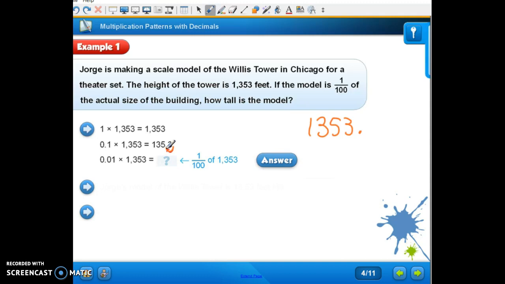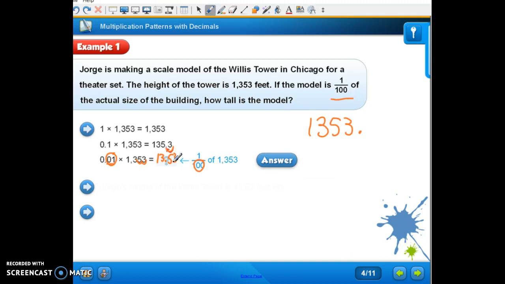But that's 1/10. What is this one? 1/100th, which is the scale he was using. So how many places are we going to move that decimal? 2. And it's kind of that same thing. You see 2 decimal places here, or you see 2 zeros here. So if I move my decimal 2 places, it's going to be 13.53, or 1353/100ths. Okay? Does that make sense?